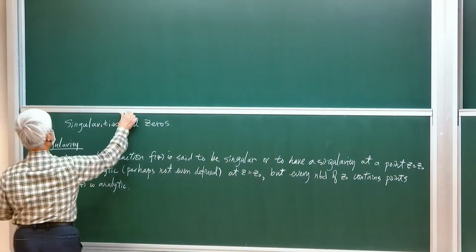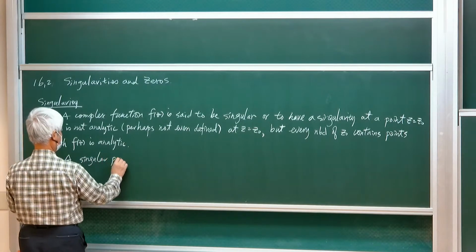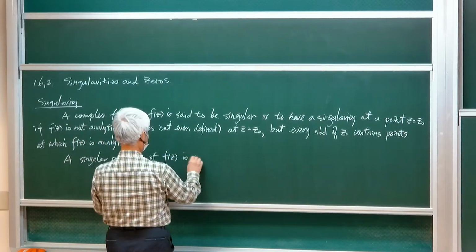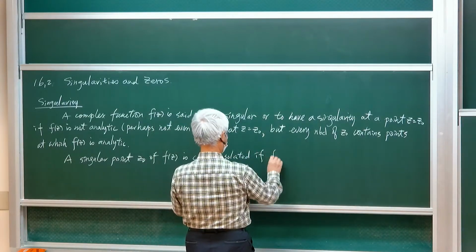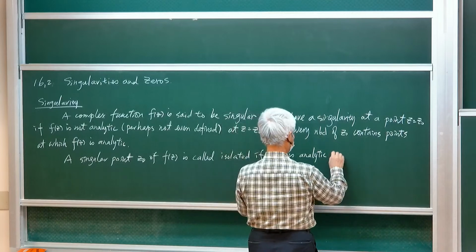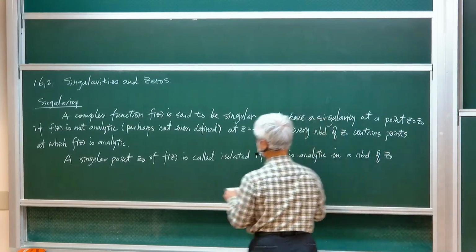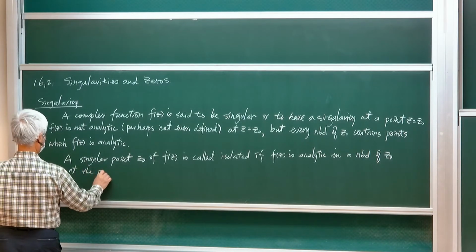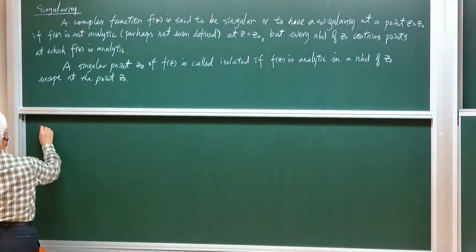Now, a singular point z0 of a complex function is called isolated if f of z is analytic in a neighborhood of z0, except right at the point z0. And so we may take a couple of examples.